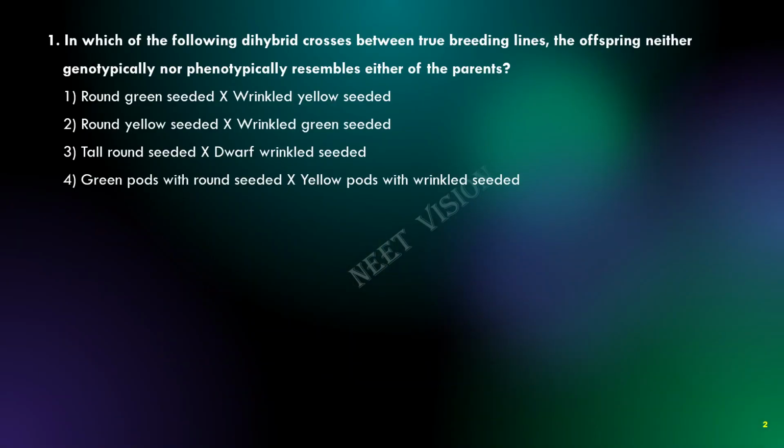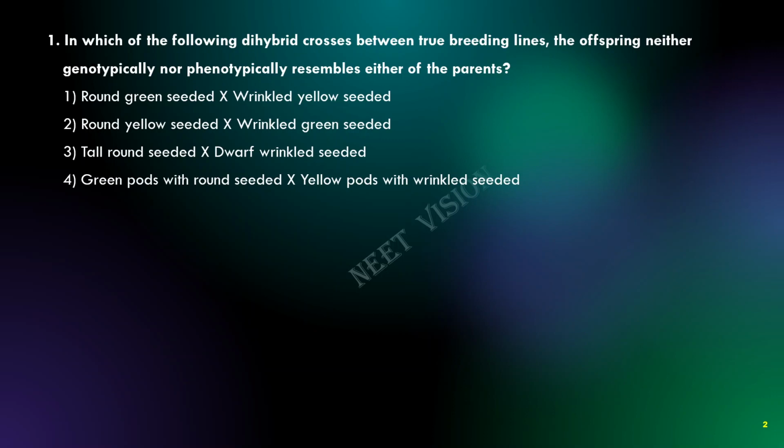First question. In which of the following derived crosses between true breeding lines the offspring neither genotypically nor phenotypically resembles either of the parents? Round green seeded, wrinkled yellow seeded. Round is dominant, green is recessive. Wrinkled is recessive, yellow is dominant. So naturally, in the F1 generation, the offspring will be round and yellow seeded. Round and yellow seeded neither resembles phenotypically the parents nor genotypically. When phenotypically it is different, automatically it is genotypically too different. So the first option must be the correct one.